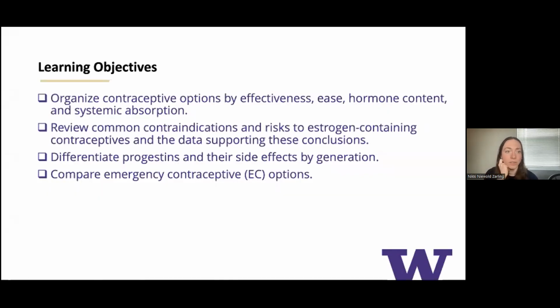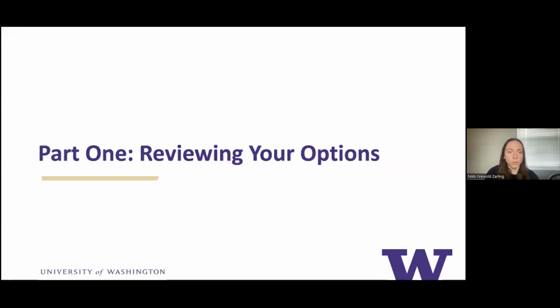To start out, we can talk about our learning objectives. What we're going to be doing today in this first session is organizing our contraceptive options by effectiveness, ease, hormone content, and systemic absorption. We're going to review common contraindications and risks to estrogen-containing contraceptives and the data supporting these conclusions. We're going to differentiate between different progestins and their side effects by generation. And we're also going to talk a little bit more about emergency contraceptive options. So our first part is just going to be reviewing our options. And I'm hopeful for a little bit of chat participation during parts of this as well.